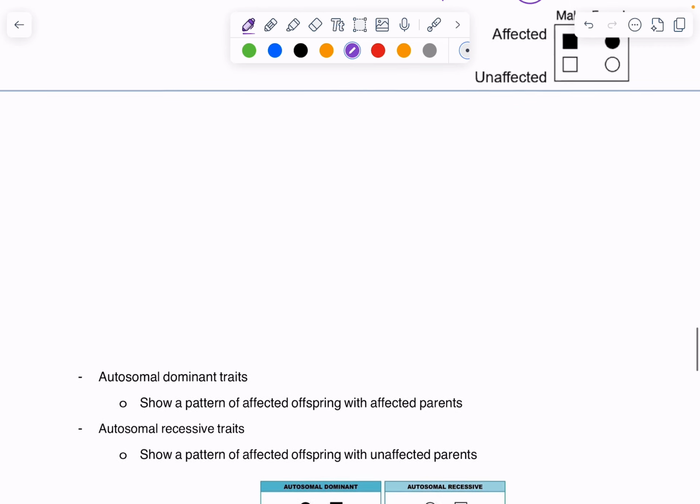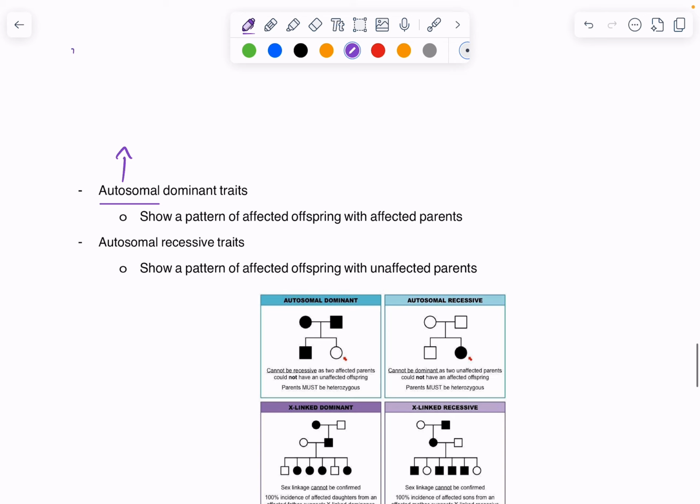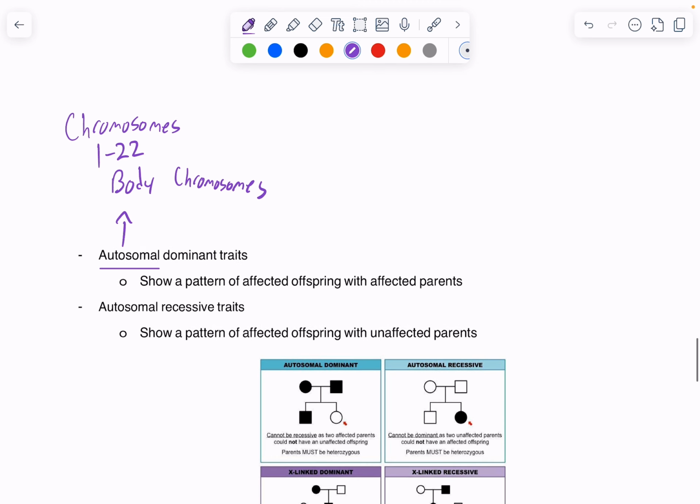Okay, so a few ideas. We have these things called autosomes, and autosomes are chromosomes 1 to 22 in our nucleus, in our cells, and these are also called body chromosomes. This is different from sex-linked chromosomes or sex-linked traits.